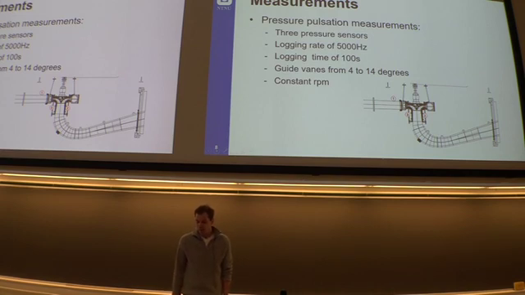The pressure pulsation measurements were done with the sensors mounted as illustrated in this figure. There were 3 of them in total. They had a logging rate of 5,000 hertz and a logging time of 100 seconds. We did measurements with the guide vanes varying from 4 to 14 degrees and at a constant RPM.